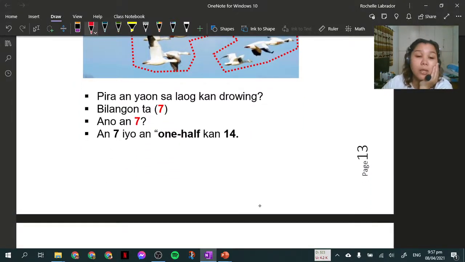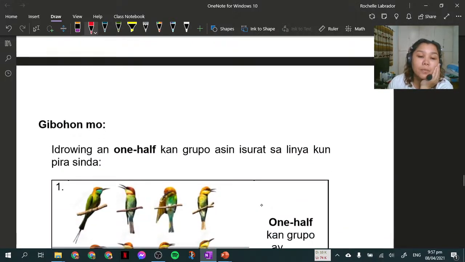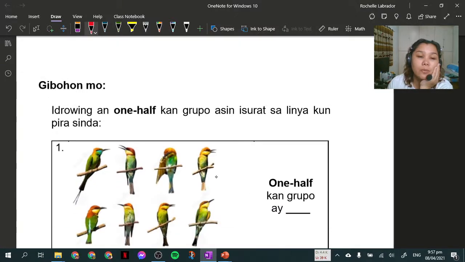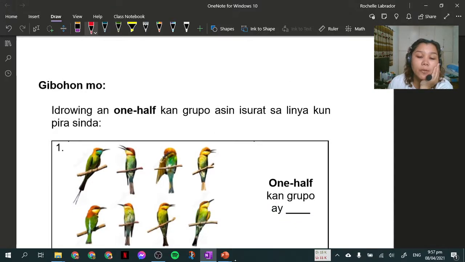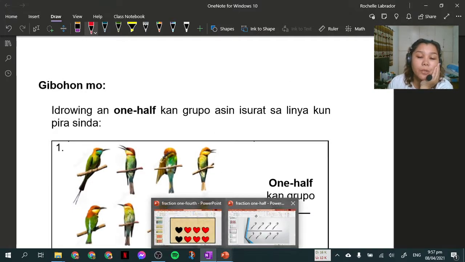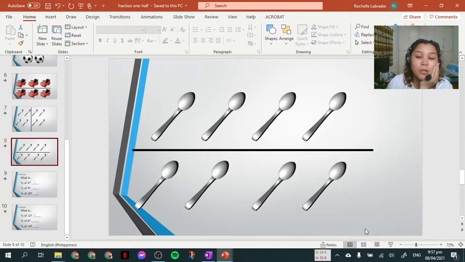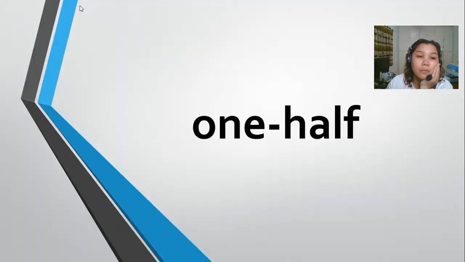Or simply, we can write that 1/2 of 14 is 7. So, what you have to do is you have to draw 1/2 kan grupo, isurat sa linya kung pira, sinta. So, maguguhit para makuha yung 1/2. Okay, I'll show you how. So, I'll show you how it will be done.